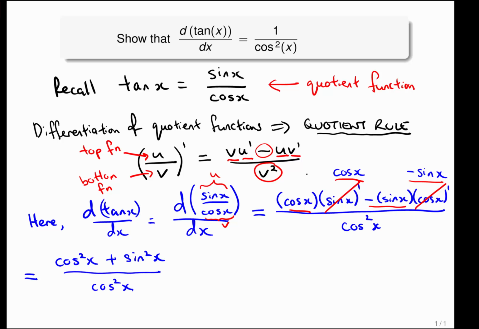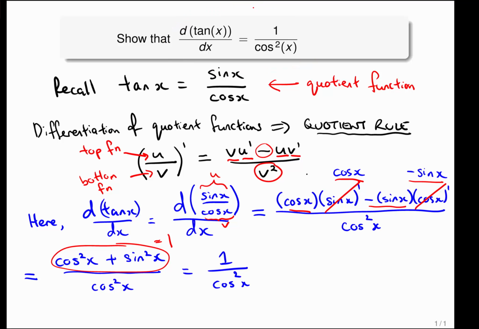Now, looking at the numerator, let's recall a very special identity from trigonometry that states for any angle x, cosine x all squared plus sine x all squared is always 1. This identity follows easily from the unit circle definition of cos and sine, along with Pythagoras' theorem. Thus, the derivative simplifies to just 1 on cos x all squared, which is what we were required to show.